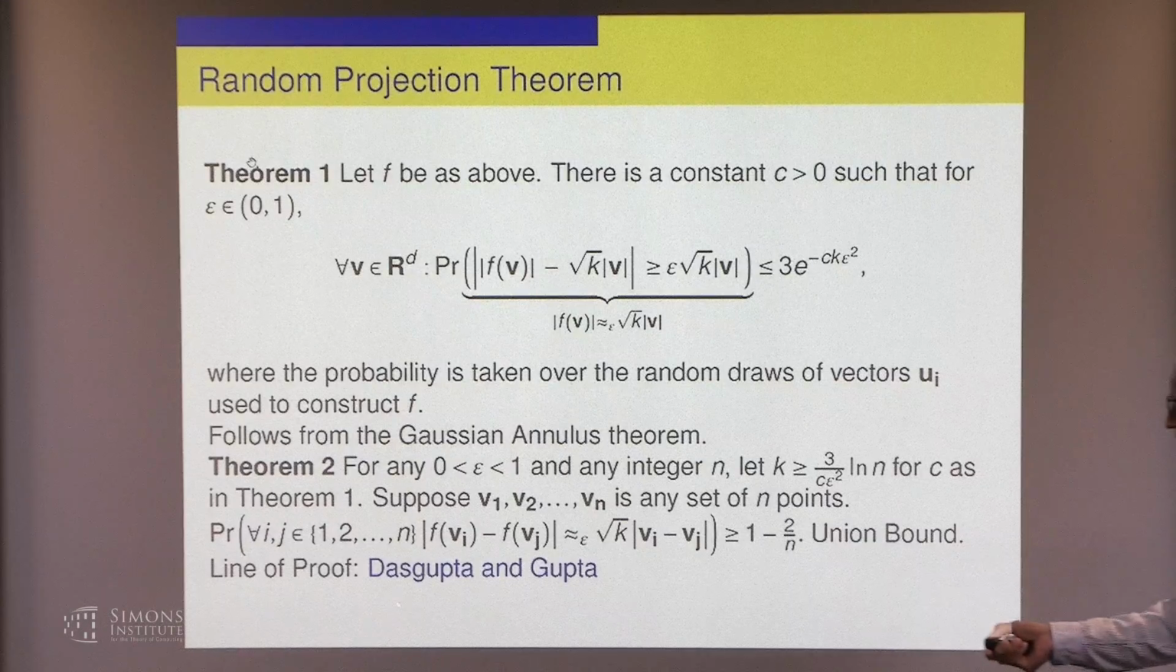And so here's the theorem, and this line of proof is due to Dasgupta and Gupta. F is that projection where you took dot products with k different Gaussian vectors. There's a constant c such that, for epsilon between 0 and 1, with very large epsilon it's not true, the difference between the projected length, with this scaling factor, and the real length is not very big. You get the epsilon squared only if epsilon is between 0 and 1. The probability is taken over all random draws of the u_i used to construct f. And remark, v is not random. This is true for every v. It follows from the Gaussian analysis theorem because f's coordinates are independent Gaussians, and its length is then a sum of chi-squareds, so we use that theorem there.